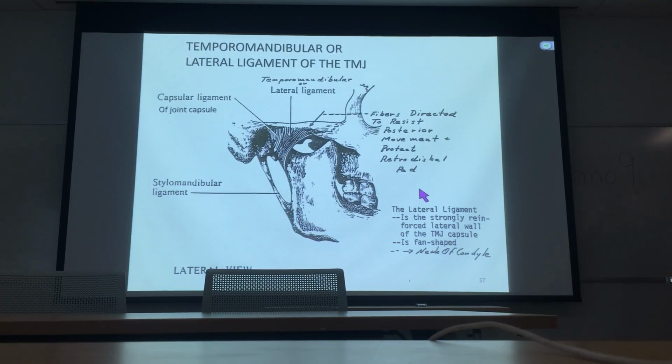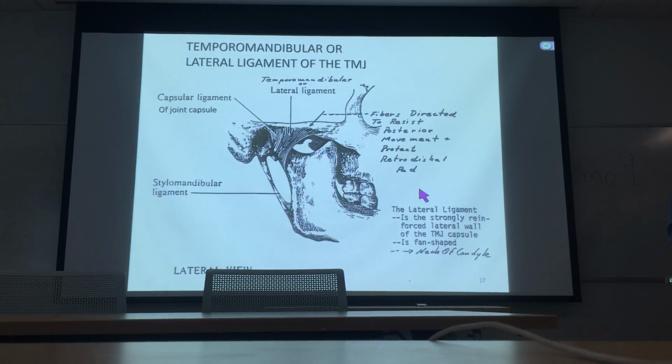Okay, the lateral ligament, or what's called the temporomandibular ligament, has a couple of functions. Some of these fibers function to resist posterior movement and protect the retrodiscal pad. So what prevents the retrodiscal pad from going too far posteriorly? That would be it. That's part of it. It also helps prevent that retrodiscal pad from being compressed upon. So it acts as kind of like a sling on the posterior part of the mandibular condyle such that the condyle can't go too far posteriorly. The other thing it does is it also helps prevent the condyle from being dislocated posteriorly.